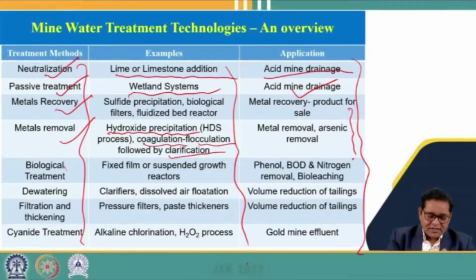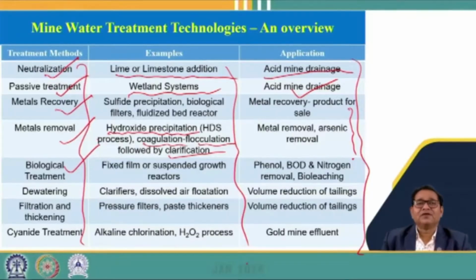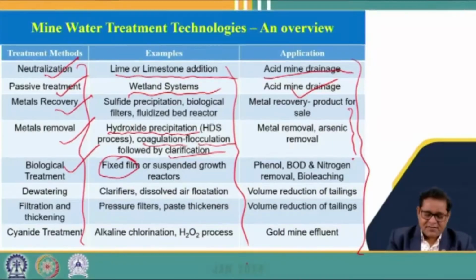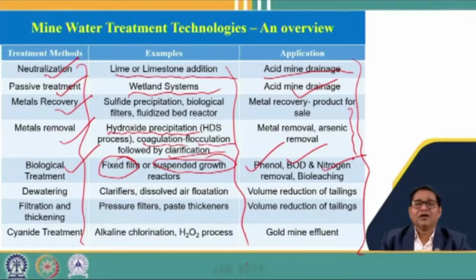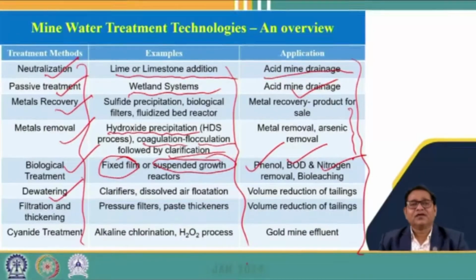Then there are biological treatment systems. These mostly use fixed film reactors, attached growth systems or suspended growth systems. Nowadays there are hybrid systems which combine both suspended and attached growth systems. These reactors are used for removal of organic matter like phenol, BOD and nitrogen present in the mine water.